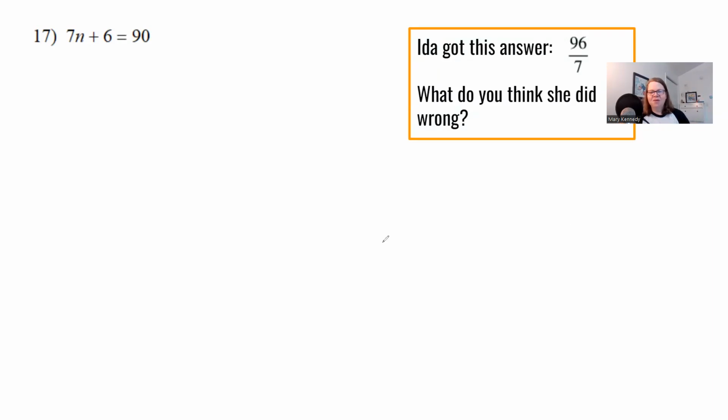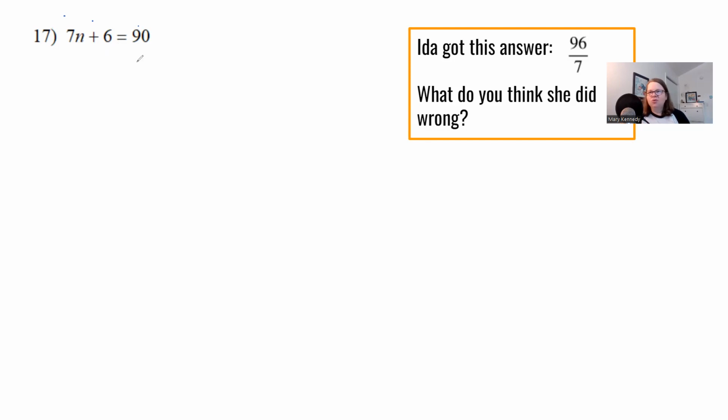These kinds of problems can be very tricky in terms of like, well, I don't know, what did that person do wrong? So sometimes the best answer is just to solve the problem yourself and compare what you got to what they got. We don't even see what Ida did, right? We just see the final answer here, 96/7. And I see a 90 and I see a 6 and I see a 7. So nothing stands out necessarily at first.